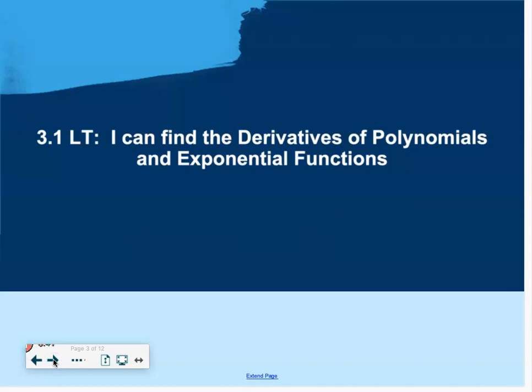Okay, so today, lesson 3.1, we are going to learn the derivatives of polynomials. We're going to use that power rule that we're about to learn. And we're going to learn how to find the derivatives of simple exponential functions, meaning all we're going to learn today is e to the x. We're going to learn the derivative of e to the x today.